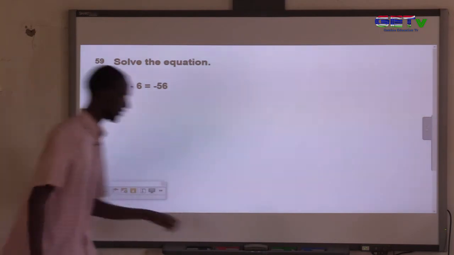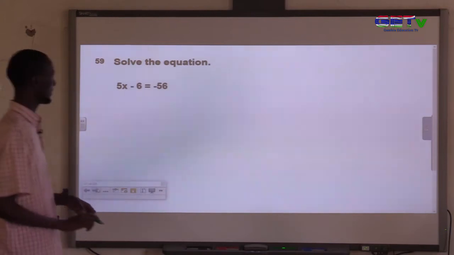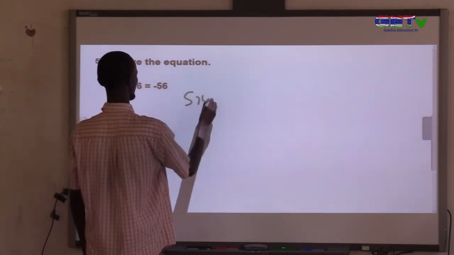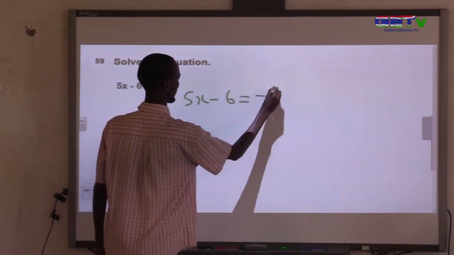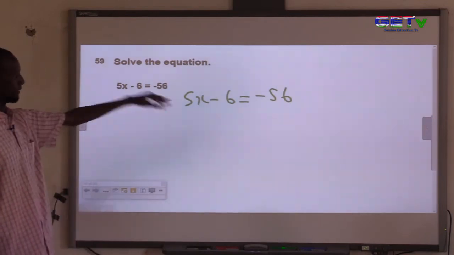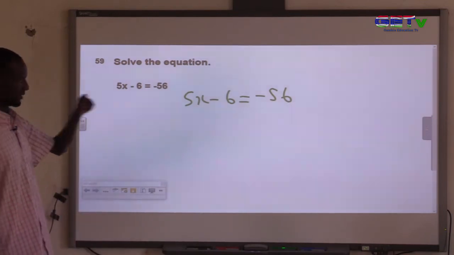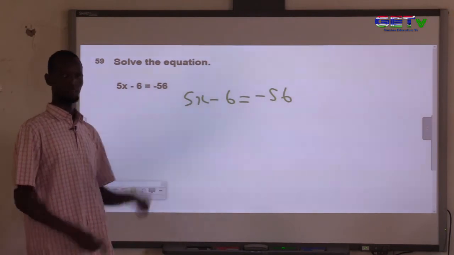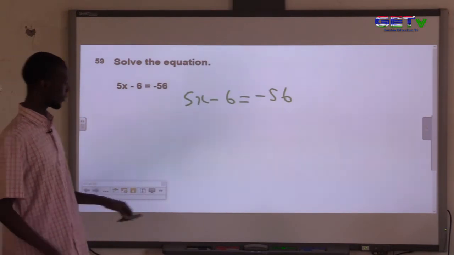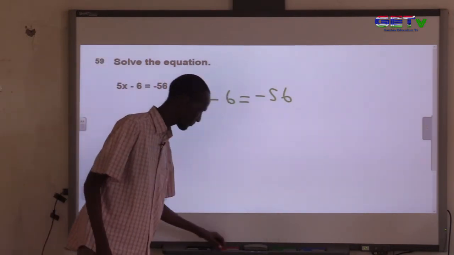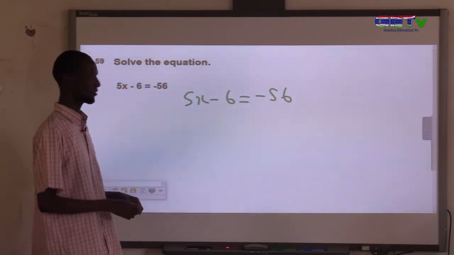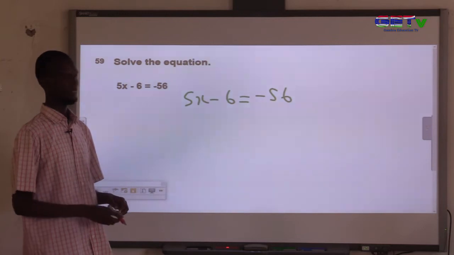Now again, focus on the side where the variable is, because we have 5x minus 6 equals negative 56. That is our question. Now where we have the variable, 5x is 5 times x, that's multiplication, minus 6, that is subtraction. And we know by now you undo a subtraction before a multiplication. So we need to undo this minus 6. And to undo a subtraction, you add.